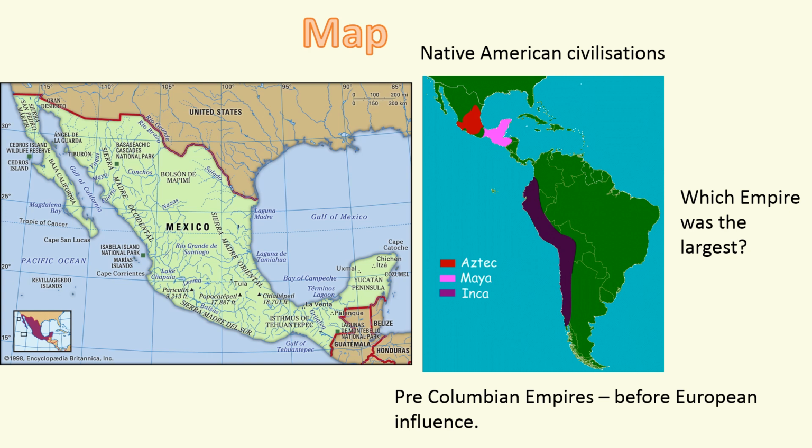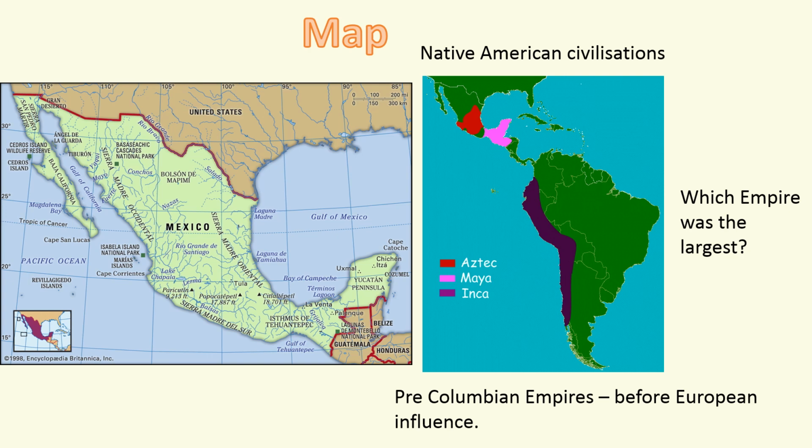Now, a bit of geography work. Over here to your left side is a modern map of Mexico, and over here towards your right side, these are the Native American civilizations. So the Maya, the Aztec, and the Inca are Native American civilizations. So these are the pre-Columbian empires, so before the European influence in America, so before America was technically discovered.